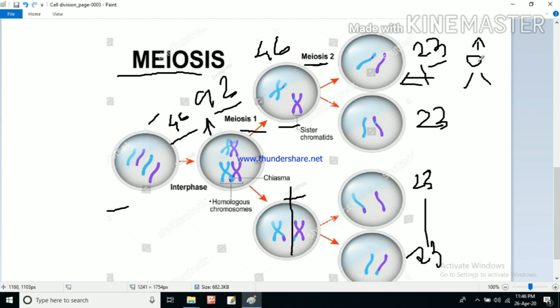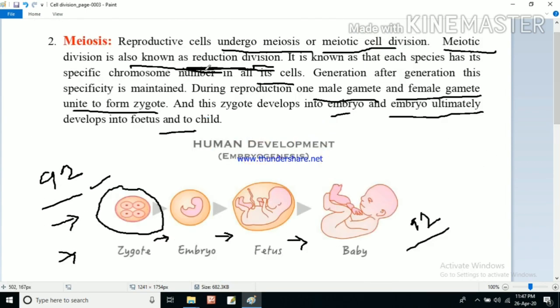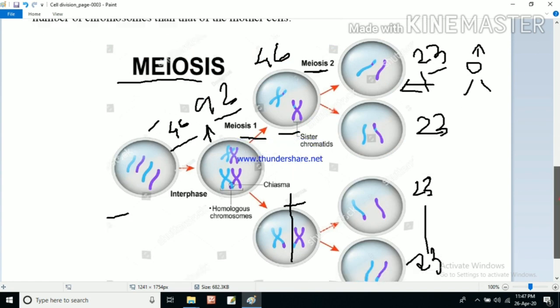That's why the cells of the zygote divide mitotically, and the reproductive cells of our body divide meiotically. That's why here we have seen 46 became 23. That's why meiosis is known as reduction division, because the number of chromosomes is reducing.